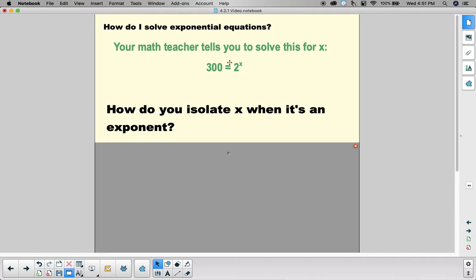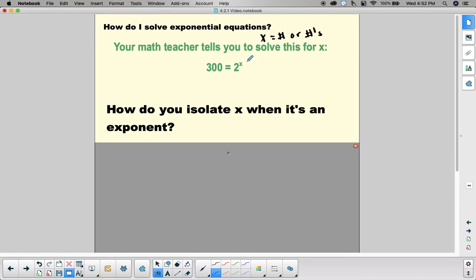So say you got an equation like this, 300 is equal to 2 to the x, and your math teacher tells you to solve for x, and you go, wait, x is an exponent, how in the heck do I get x out of the exponent and isolate it? Because remember, when you're solving an equation, the goal is always x equals some number or numbers. But how do I undo an exponent?